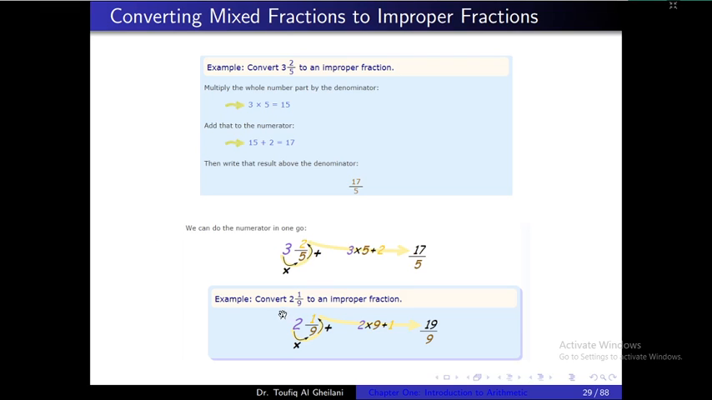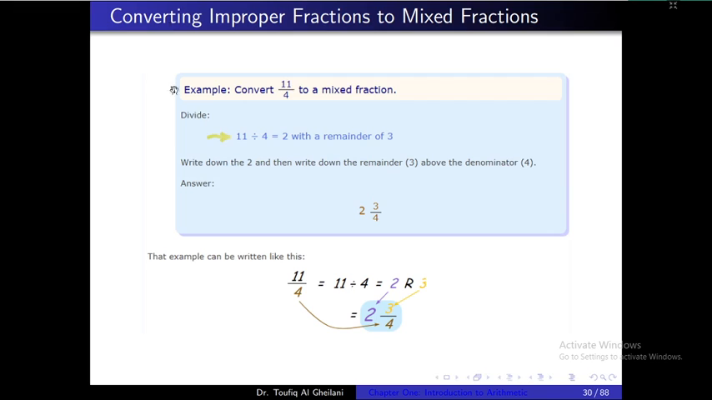Here is another example. Convert 2 and 1/9 to an improper fraction. So what we have to do, we multiply 2 times 9, 18, plus numerator 1, 19, and we put the same denominator, 19/9.